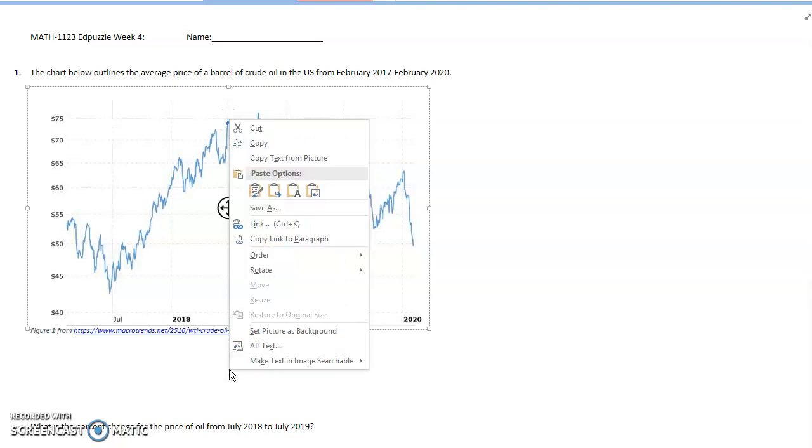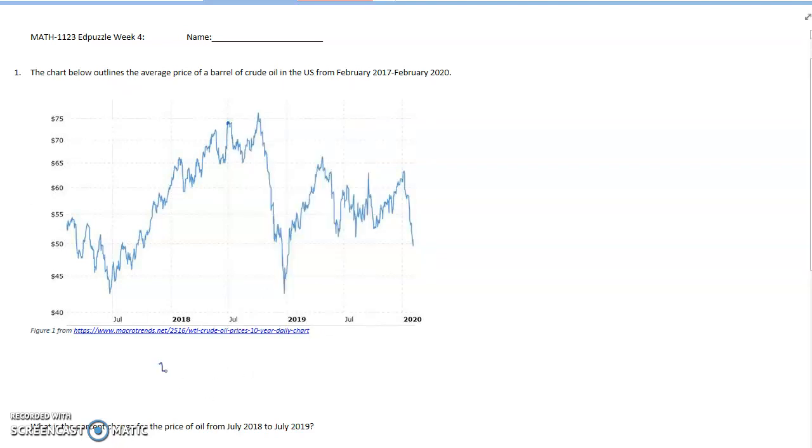It's somewhere between 70 and 75. I'm going to say in 2018, the price was $74. Again, this is an approximate, right?